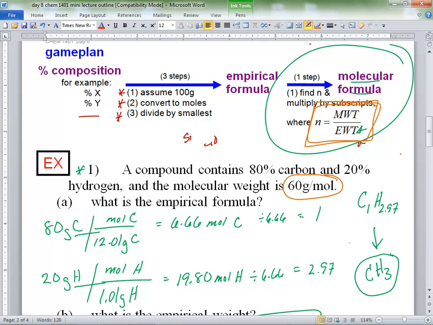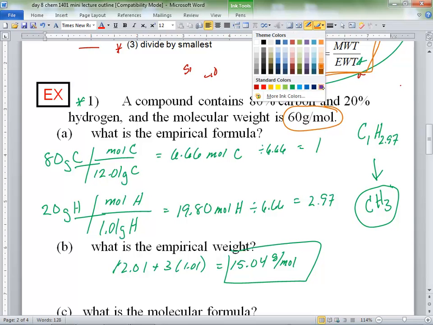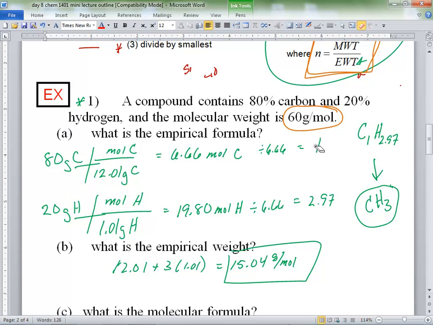Okay. Now before we go to the boards and work this stuff out, there's always a catch, right? There always is. So let's show you the catch. Let's do this in purple. Okay, let's pretend I didn't get 1 and 2.97. Let's pretend I got 2.25 and 3. Just pretend.